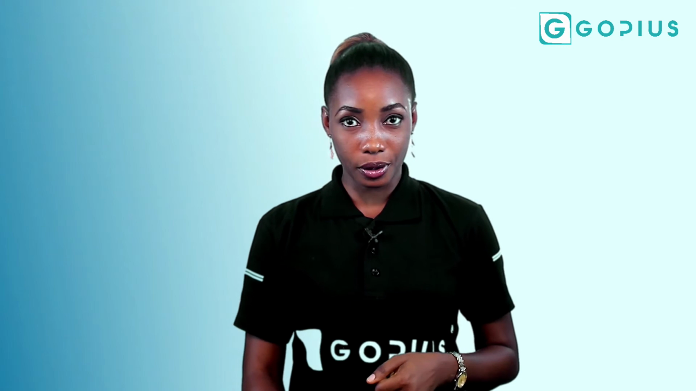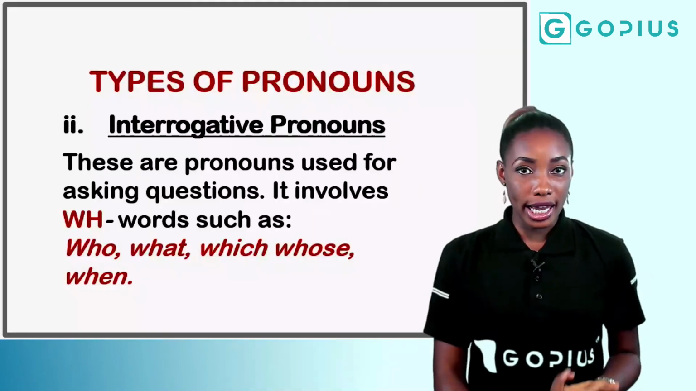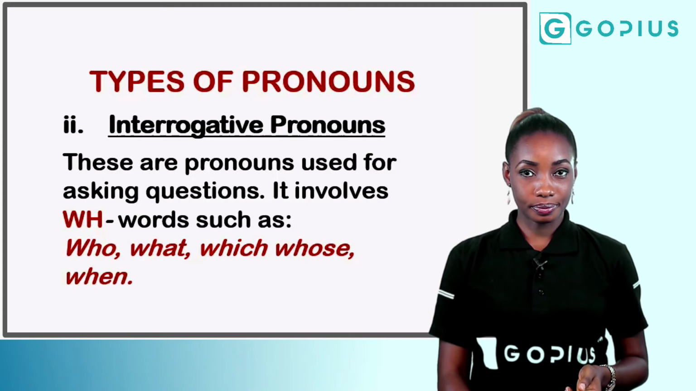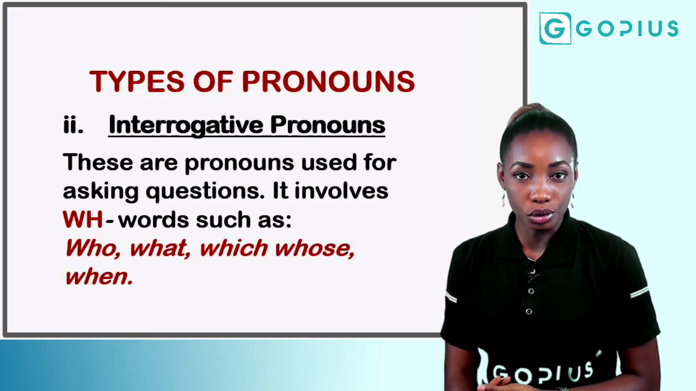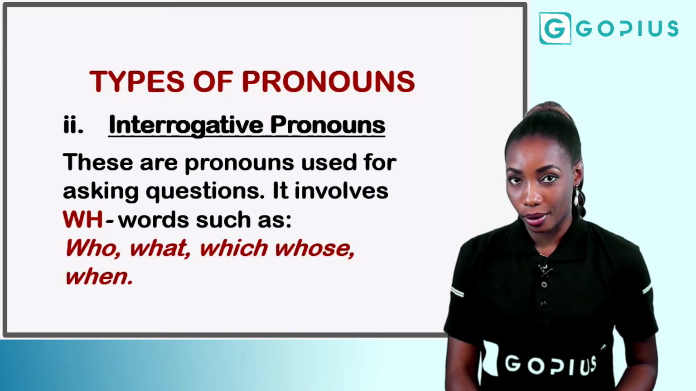The next type of pronoun is the interrogative pronoun. These are pronouns that are used to ask questions. They usually start with WH. We have who, what, which, whose, when. Who ate my food? Who stole my pen? Who there is a pronoun.